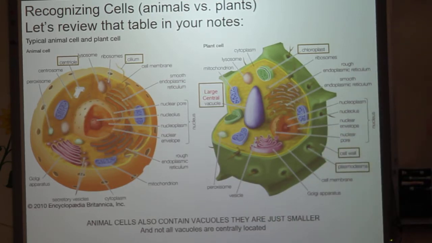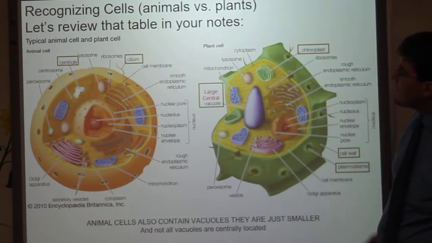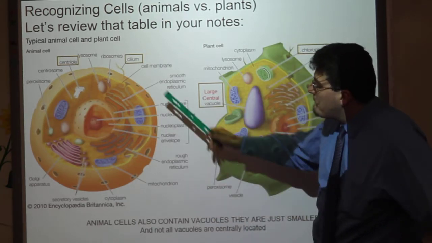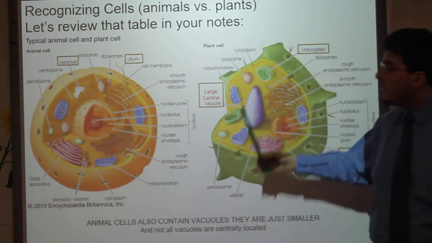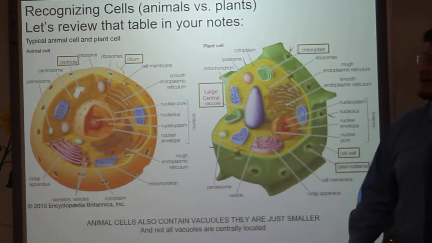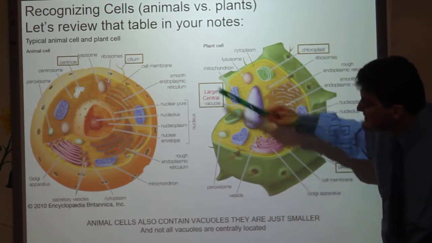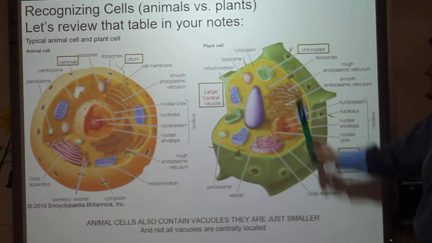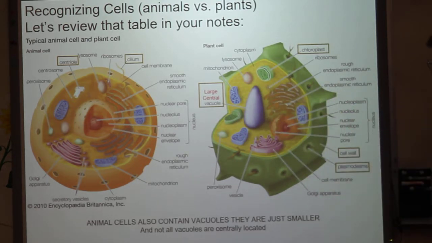All right? Now, otherwise, the plant cell has more differences. We have a large central vacuole right here. Now, the animal cell may have vesicles, and it may even have vacuoles, but it won't have a large central vacuole. The large central is the key determinant. That's the key difference, large central.